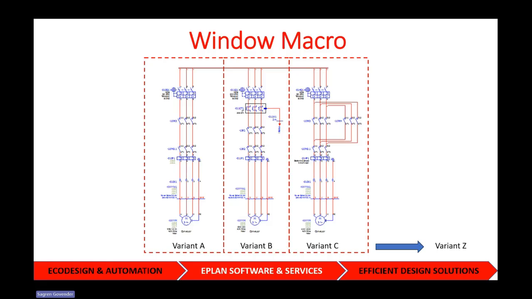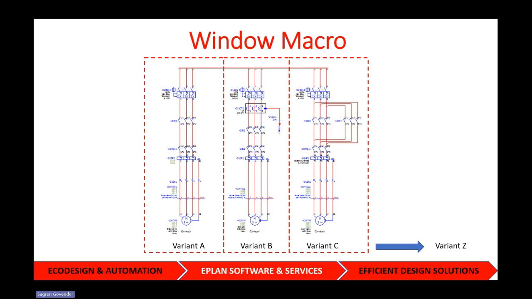Now, window macros. Window macros are slightly different from page macros. They are more individual circuits. Think of a DOL starter or a VSD. Ideally, you may want to create that as a window macro because you may have more than one on a page. Just say, for example, you have 4 DOLs on a page. It makes sense to create a window macro.